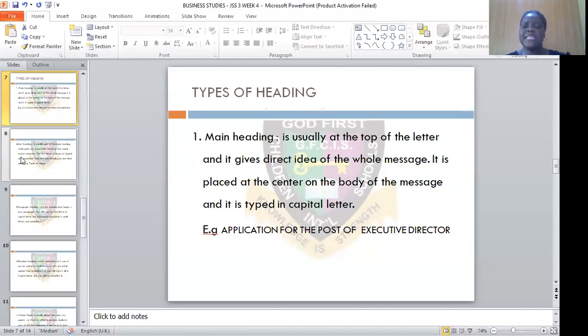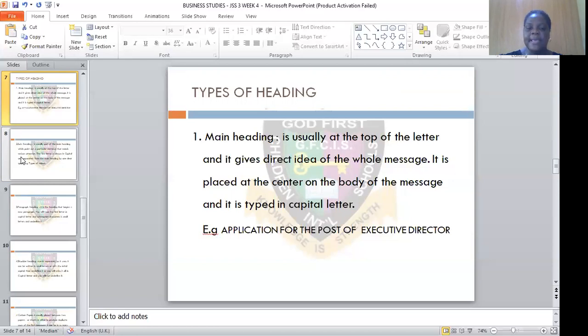The main heading is usually at the top of the letter, and it gives you a direct idea of the whole message. You can write, "Request for loan." Definitely this person needs money. Every other thing that you're going to write there, the person already has the knowledge of why you are writing. And after you have written it in capital letters, you don't place it at the left edge or right edge. You place it at the center of the paper.